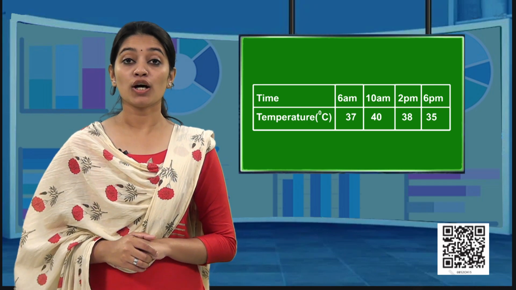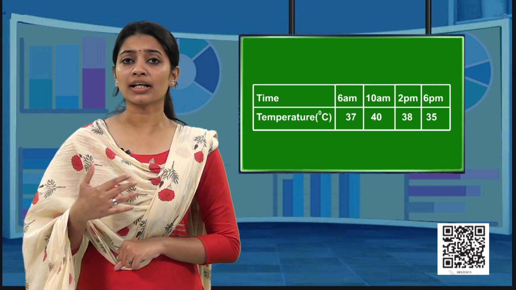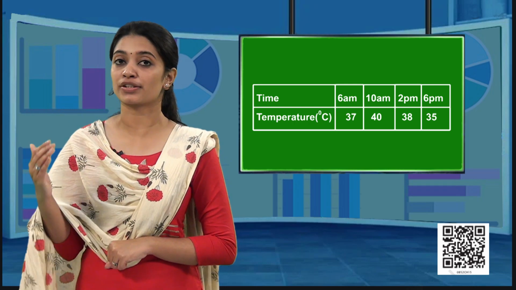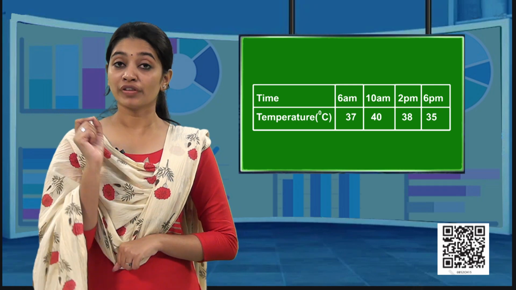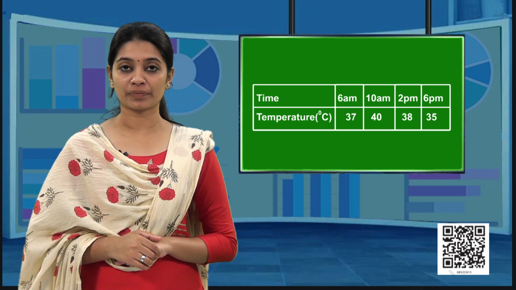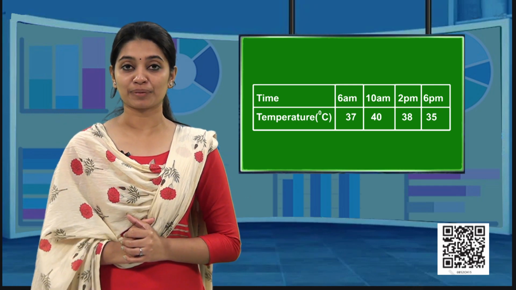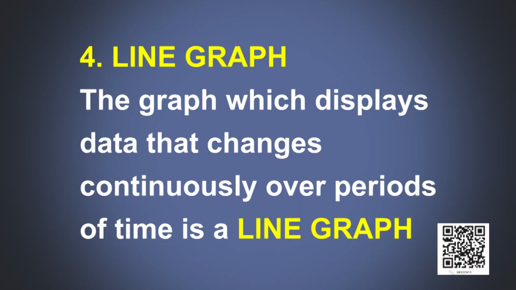In this data, what you observe is that the data continuously changes over periods of time. So, we use a line graph here. So, what is a line graph? A line graph is nothing but a graph which displays data that changes continuously over periods of time.